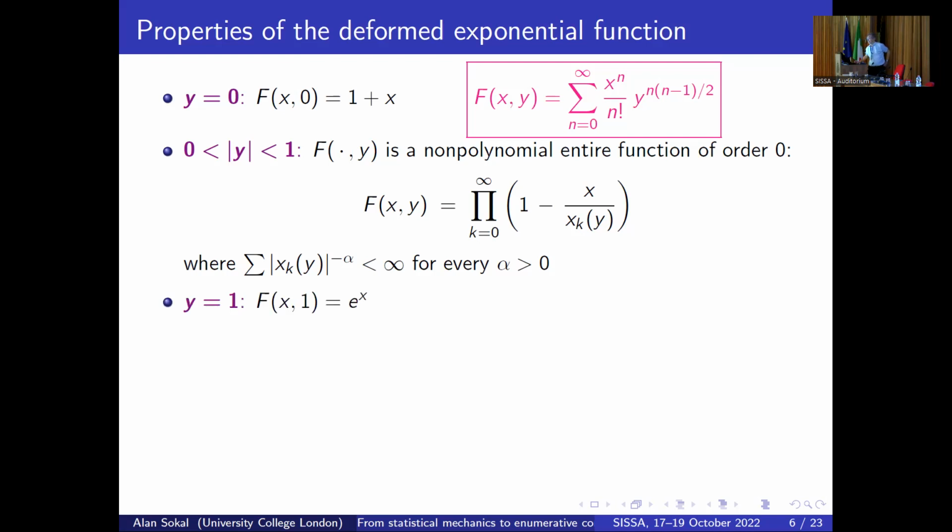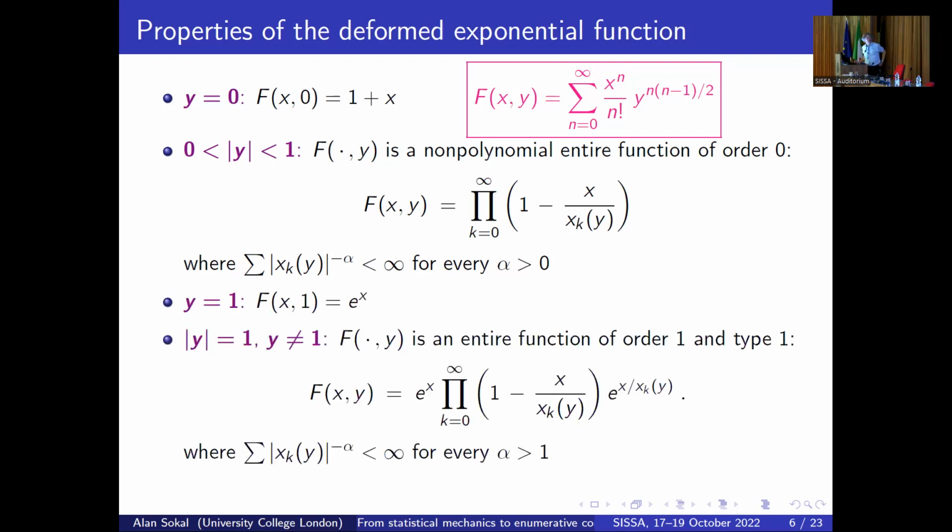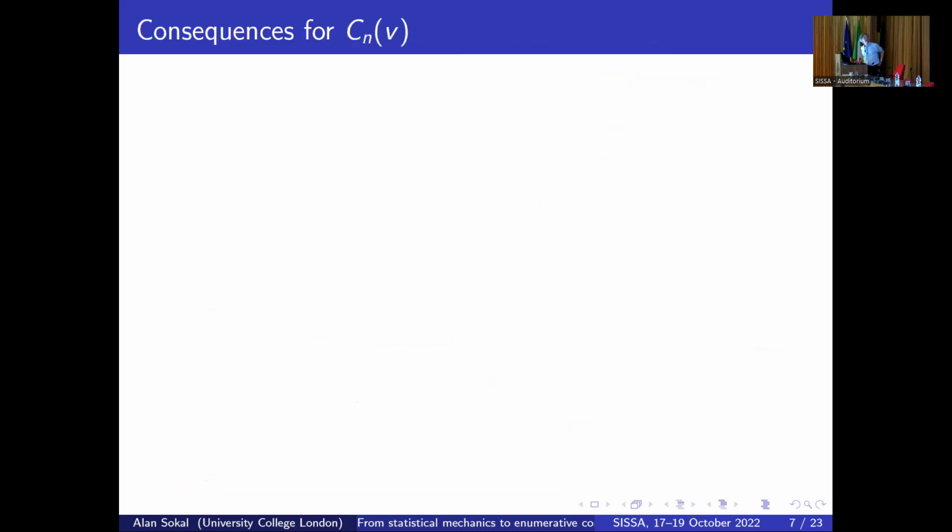For y equals 1, it is the exponential function. If y is on the unit circle but not 1, then it's an entire function of order 1 and type 1, which means it has a Hadamard factorization with some subtractions. It has a higher order Hadamard factorization. I'm going to focus on the case y between 0 and 1. And finally, as I said, if y is bigger in magnitude than 1, then it just has 0 radius of convergence, and it's meaningless.